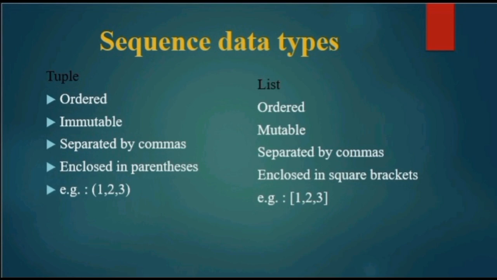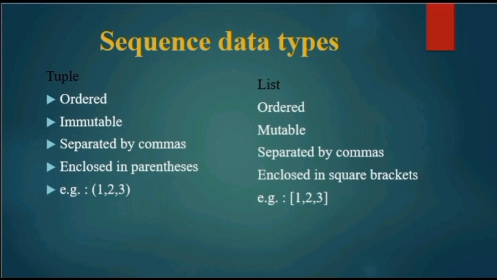In Python, sequence data types are used to store collections of items, and the two most common ones are tuples and lists. Both are ordered, which means the items stay in the same sequence you put them in. The key difference is that a tuple is immutable, meaning once you create it, you can't change it. You can't add, remove, or update its items.